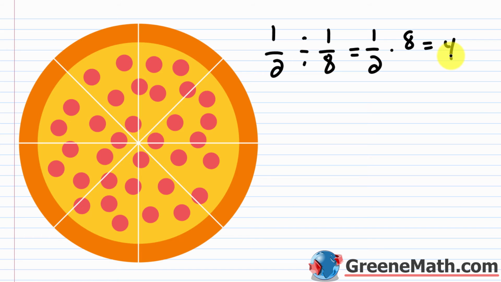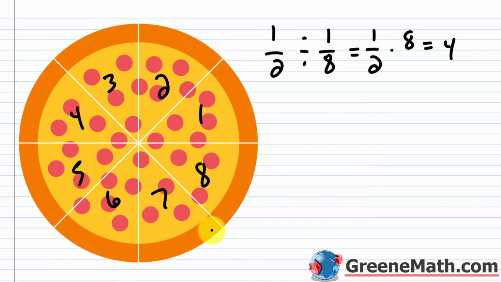But if you want to look at this visually, because you're dividing by 1/8, just start with some whole amount. You could take a pizza, a box, whatever you want to work with, and divide it up into 8 equal parts. If you're working with a pizza, you're going to have 8 equal slices. So let's say this is 1, 2, 3, 4, 5, 6, 7, 8.